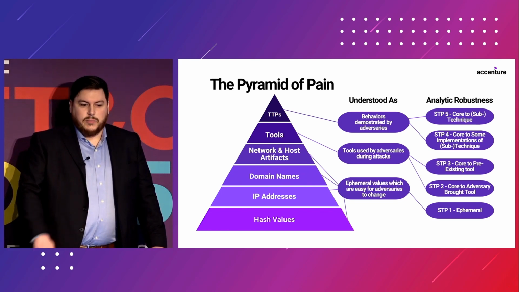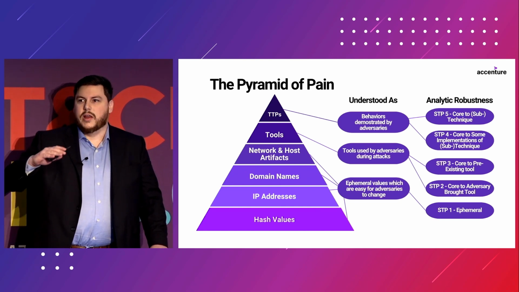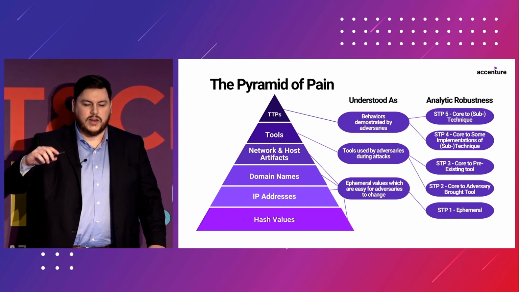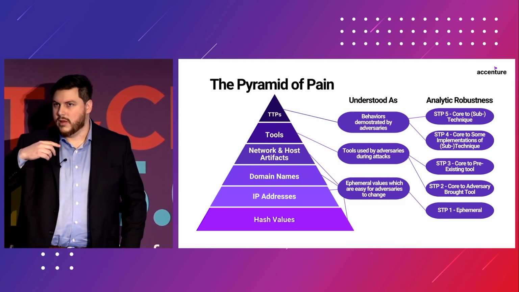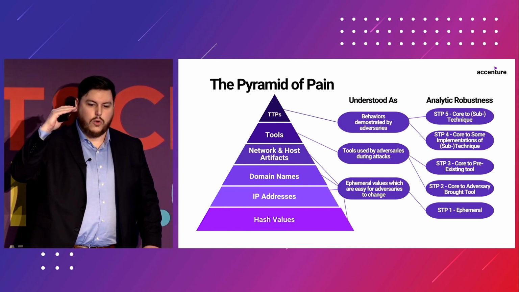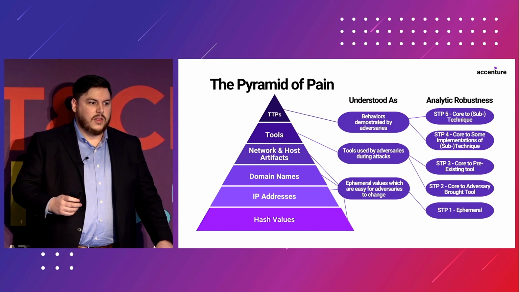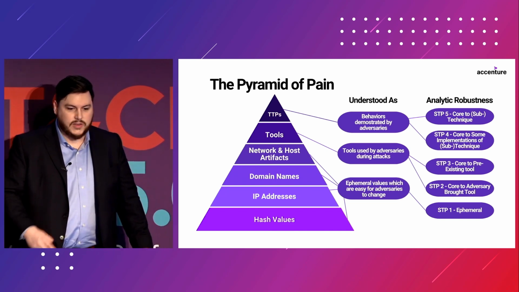And then finally, at TTPs, we've got that split out into two other categories as well. You can either hit something at that procedural level of a sub-technique, one example of how a threat actor accomplishes this attack, or you can be right up there at STP5, core to sub-technique. You're effectively capturing a whole host of other threat actors that are trying to accomplish the same attack.